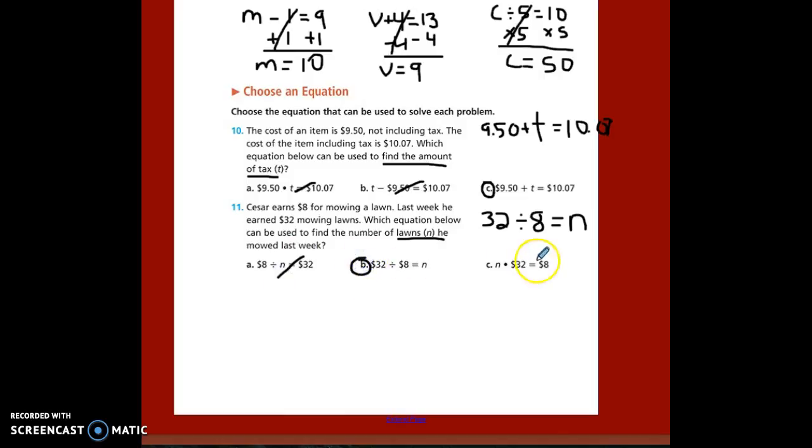Awesome. And see, that wouldn't make any sense, right? I wouldn't want to times 32 times per lawn because that's how much you earned in a whole week, not per lawn. So that doesn't work. So my correct answer, if you got B, was correct.